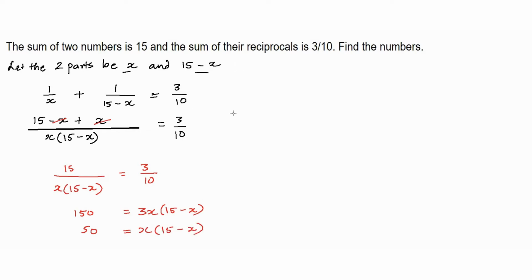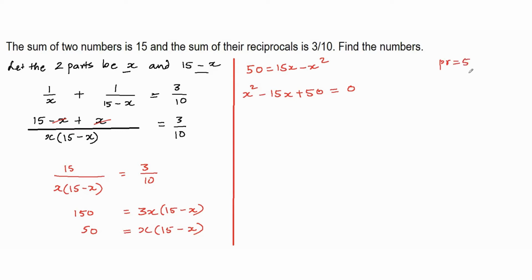And now again we can open up the brackets and solve the quadratic equation. So we have 50 is equal to 15x minus x square, or I can group all terms as x square minus 15x plus 50 is equal to 0. Now we need to find two numbers whose product is 50 and sum is negative 15. So product is positive and sum is negative, which means that both the numbers are going to be negative.